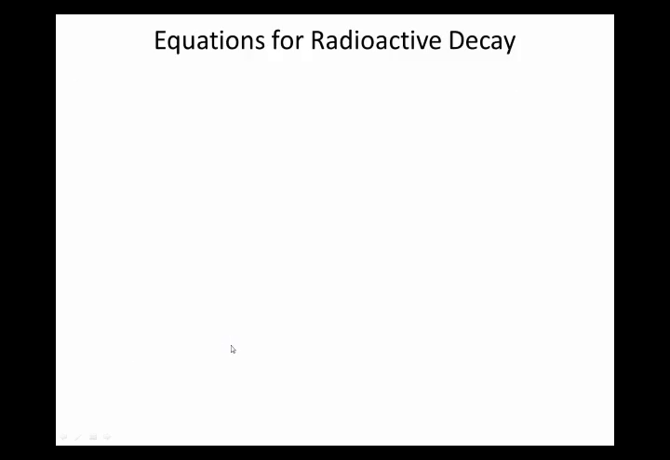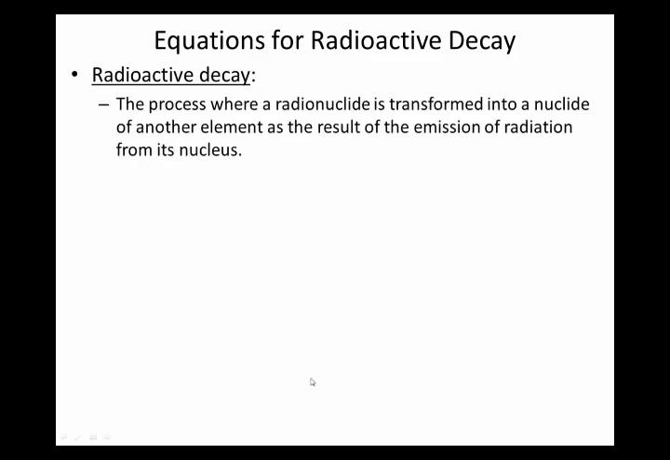Okay. So I'm going to talk about how to write equations for these kinds of decay. Radioactive decay is the process where a radionuclide, remember, a radionuclide is a nuclide that is unstable and falls apart, emitting radiation, is transformed into another element. So we actually are changing from one element to another and emitting radiation in the process. So it's going to be one of the three types of radiation we talked about.